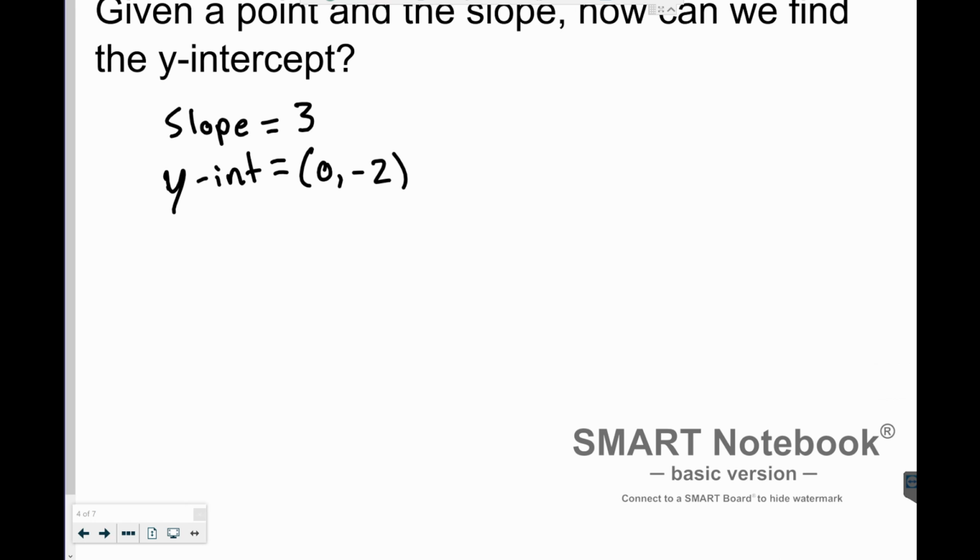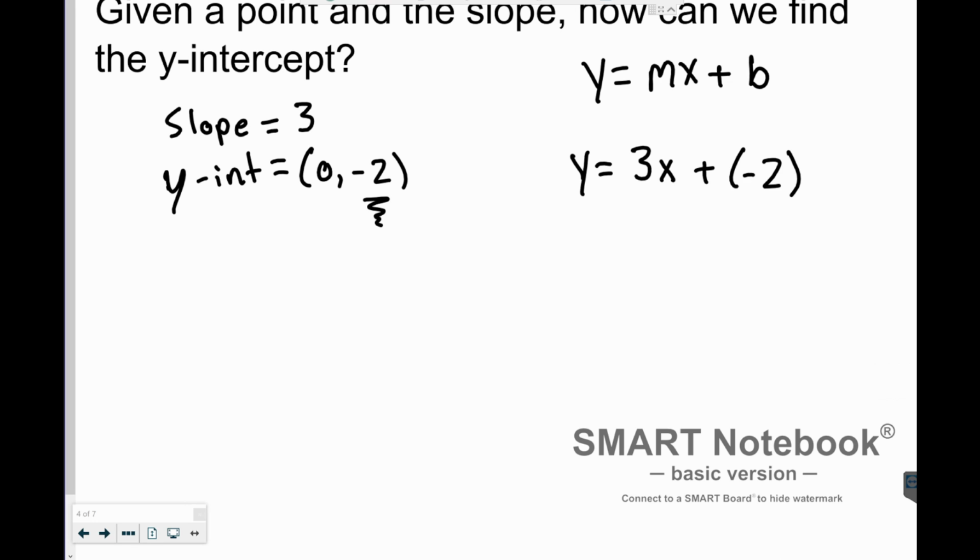And we want to graph this line. Well, not necessarily graph. We could, but we want to get an equation for this line. So we know that y equals mx plus b, where m is our slope and b is our y-intercept. So we already know we have a slope of 3, so y equals 3x plus, and our y-intercept is negative 2. So you could say y equals 3x plus negative 2, or you could write this as y equals 3x minus 2. And then you could graph this if you wish.